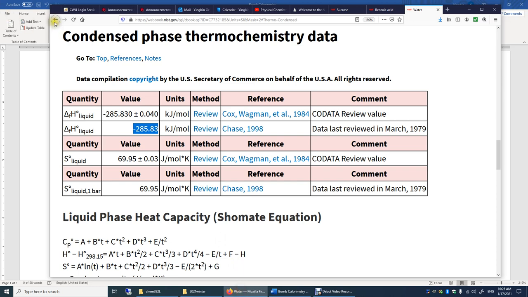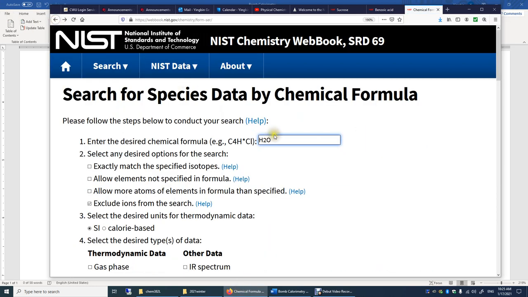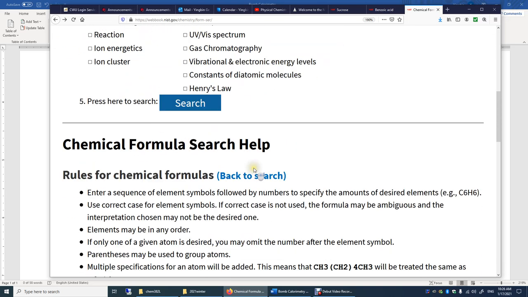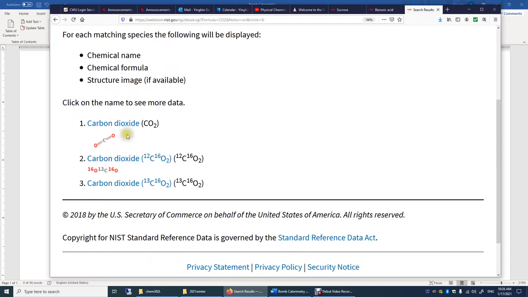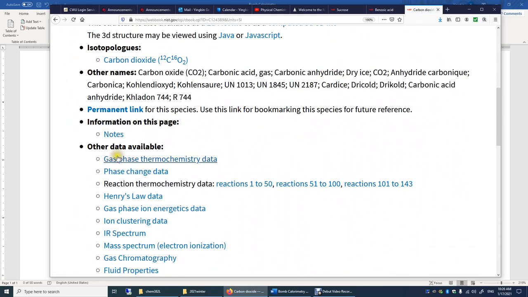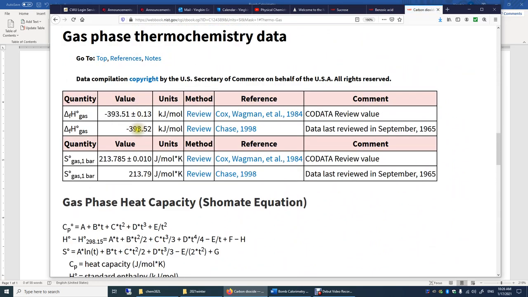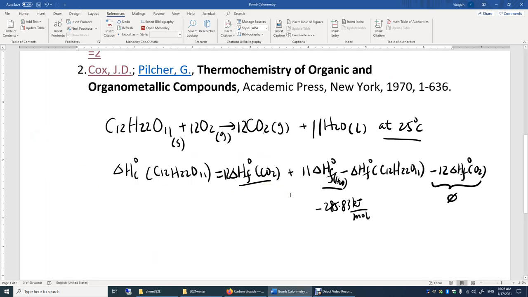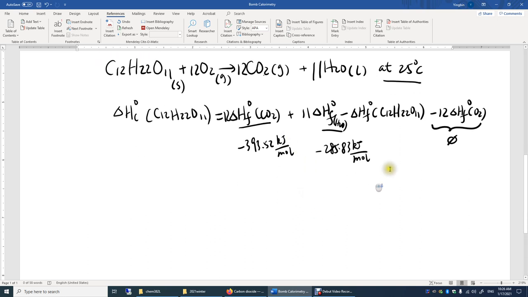What about CO2? Again, we can look it up. I will enter the formula for CO2 and search. At room temperature, CO2 is in the gas phase, so we're going to look at gas phase thermochemistry data. There are two values here. We'll use the more recent number, 1998: negative 393.52. Again, cite the reference, please. Now over here, we have zero. This is given.